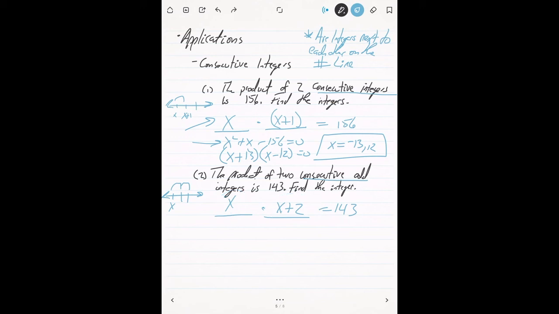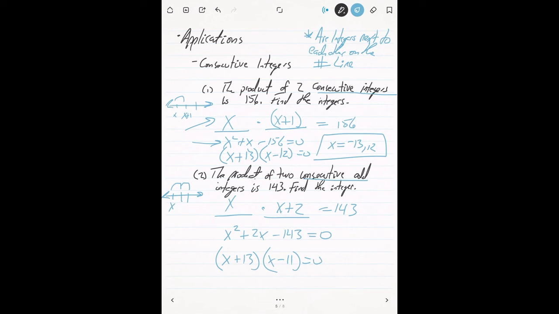We can go ahead and start simplifying this. We'll distribute the x to get x squared plus 2x, and I'll subtract the 143 from both sides, so that way the equation is equal to 0. Now what we have to do is factor down the polynomial. Well, as you go and start listing the factors of negative 143 that add to 2, you'll find that the factors would be a positive 13 and a negative 11. These would give you the values that you want.